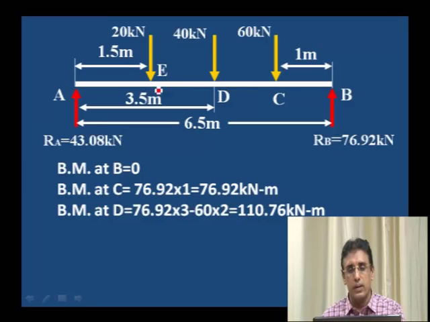Next, bending moment at point D. You have to see the right side of D, or you can calculate from the left side of D. On the right side of D, what are the forces acting? One is RB and another one is 60 kilonewton. First, take the moment of RB. Its moment is anti-clockwise, that is why we will consider it positive, and the moment due to the 60 kilonewton load is clockwise, that is why we will consider it negative.